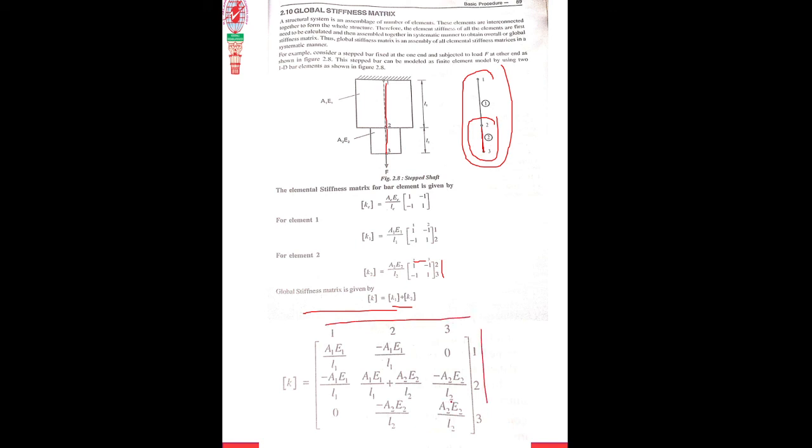So, how to add it? Please observe carefully. First, you write the node numbers 1, 2, 3 and 1, 2, 3. Now, 1, 1: what does 1, 1 mean? Here in the row it is 1, and here in the column it is 1. Where do they coincide? Here. What is the value here? 1 into A1 E1 by L1.